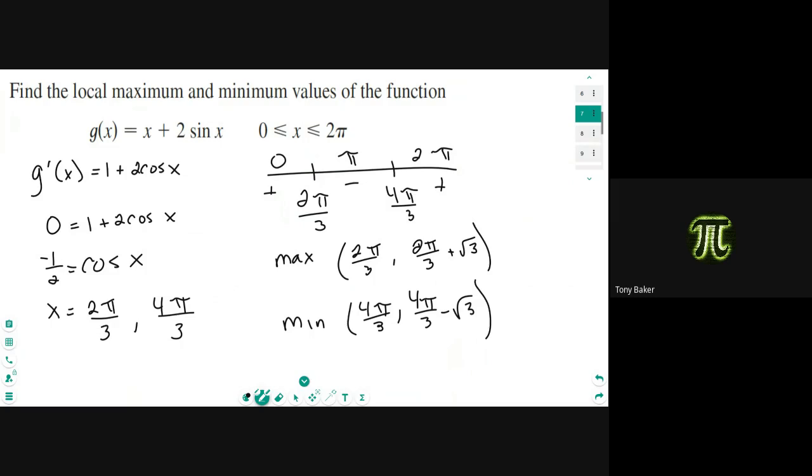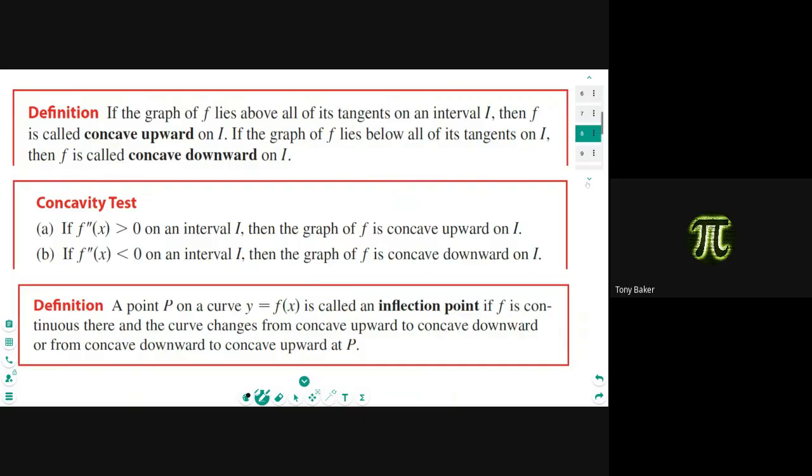All right. So we've talked all about the first derivative. Now let's look at what the second derivative does. The second derivative gives us what's known as concavity. It's called concave up because the graph lies above all of its tangents, and concave down because it lies below all of its tangents.